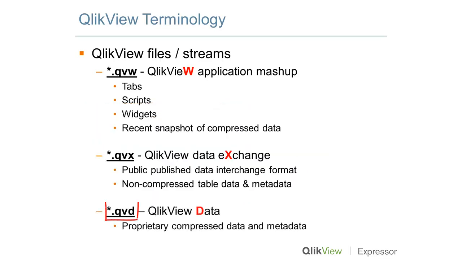The last one is QVD. This is QlikView's proprietary compressed data stream or file. It too contains elements that describe data that can also be extracted to create QlikView schemas.